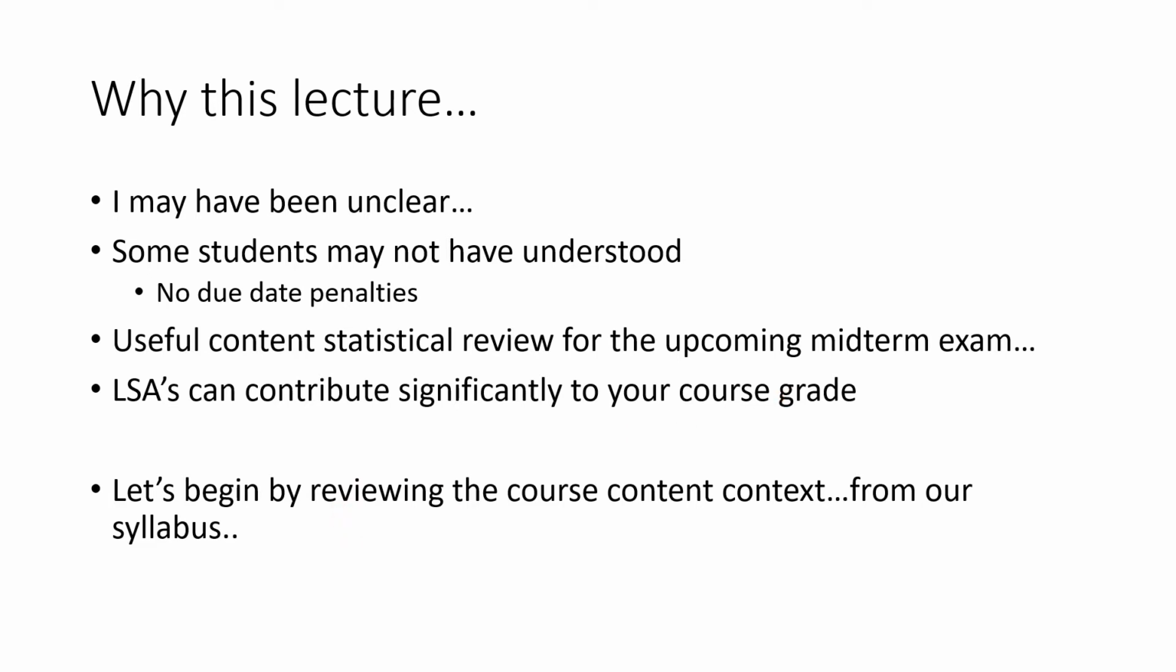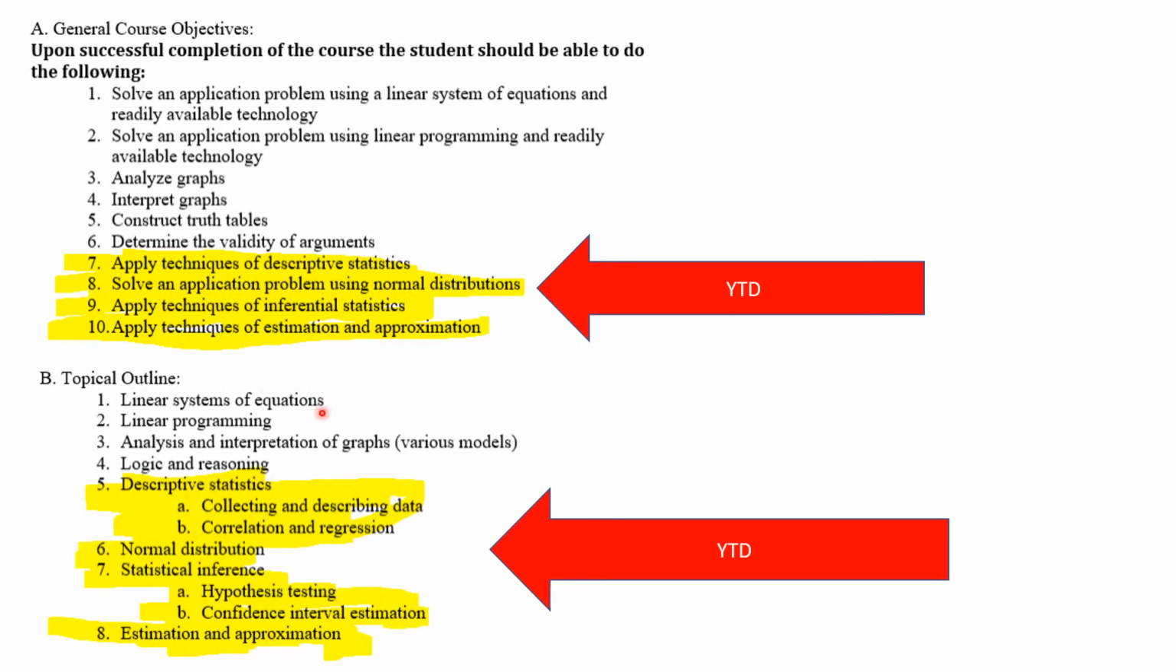So let's begin by reviewing the course content from our syllabus. These are the general course objectives, and this is the topical outline. I've highlighted in yellow the things I consider mostly statistical. Year to date, and by the end of this next week, we will have covered all of this and all of this. So we're well on track to be where we need to be. There's 16 weeks, and we're entering week 6, so we're going to be in good shape. This will be at the end of week 6. We'll be here, or perhaps further.